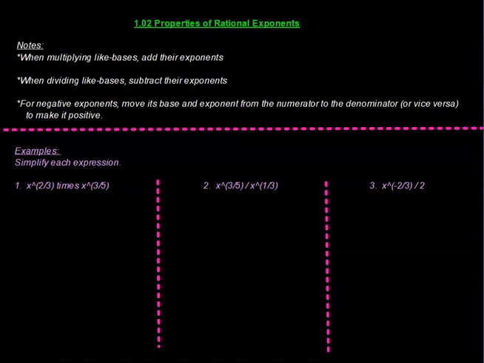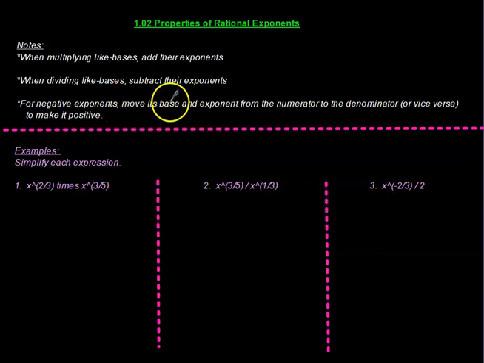Hi guys, so we're going to go over properties of rational exponents. Some things to note: when you're multiplying like bases, you always add their exponents, which I did in number 4 of 101's video tutorial. When you're dividing your like bases, make sure you subtract the exponents, always top minus the bottom.